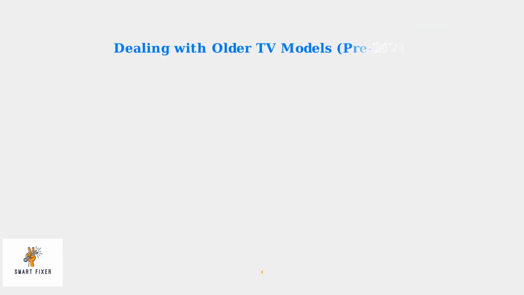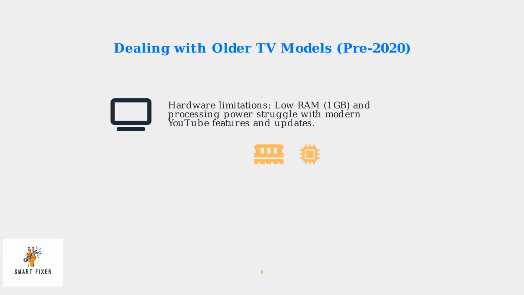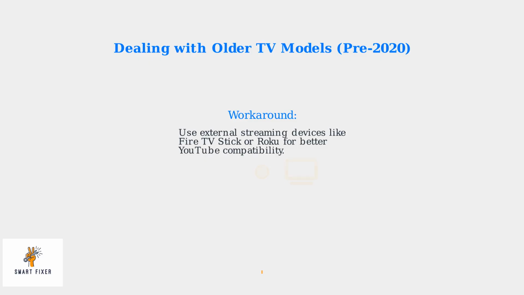If your Samsung TV is from before 2020, hardware limitations are likely causing YouTube issues. Older models typically have only 1 GB of RAM and limited processing power, which struggle with YouTube's modern features, updates, and high-quality streaming. YouTube is optimized for newer TVs with at least 2 GB RAM and 4K capabilities. Google plans to phase out support for older non-4K TVs by 2027, making issues more common. As a workaround, consider using an external streaming device like a Fire TV Stick or Roku. These devices have modern hardware and provide better YouTube compatibility for older Samsung TVs.